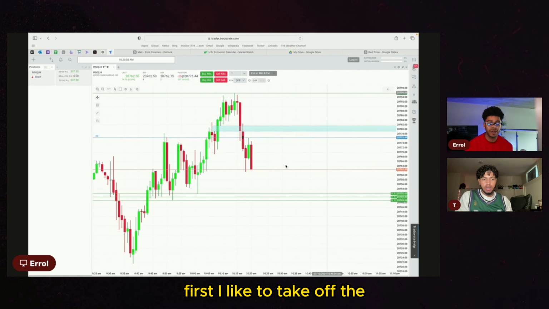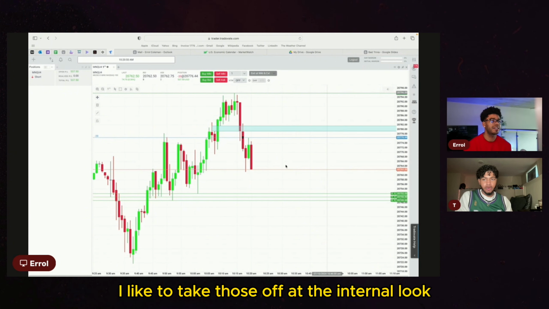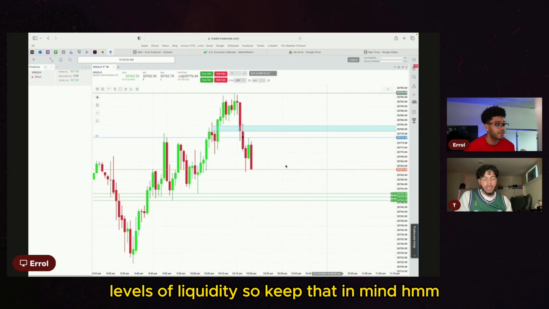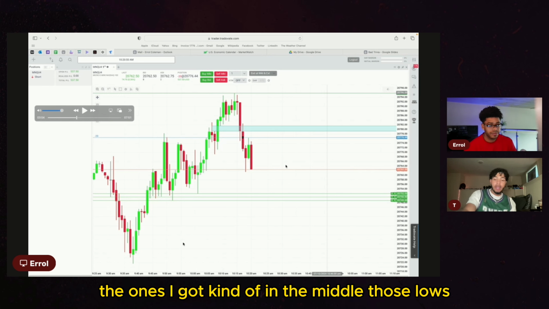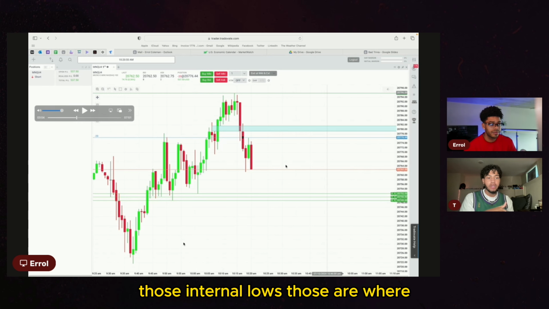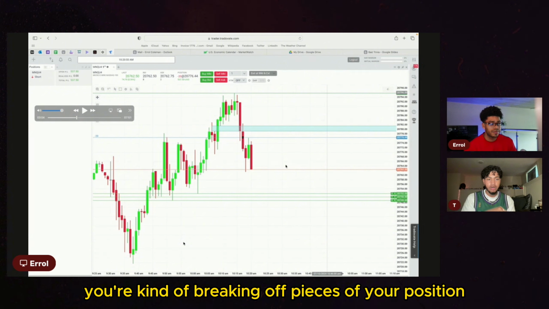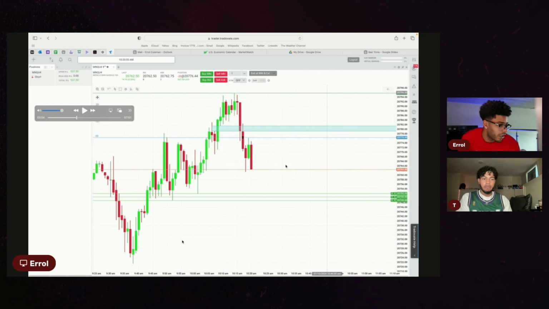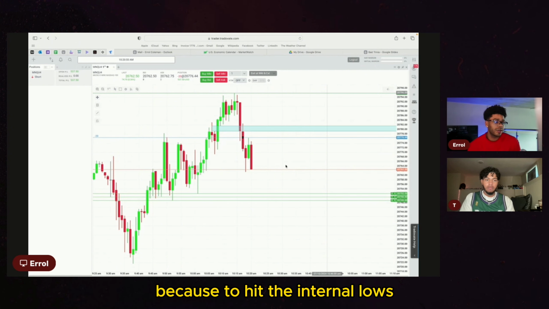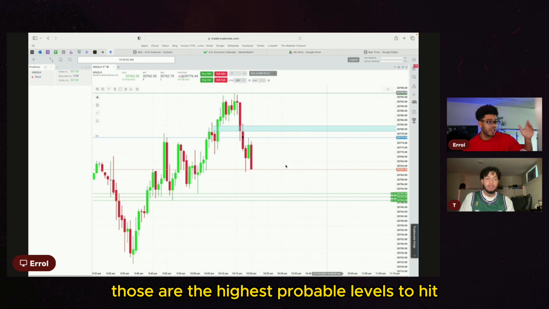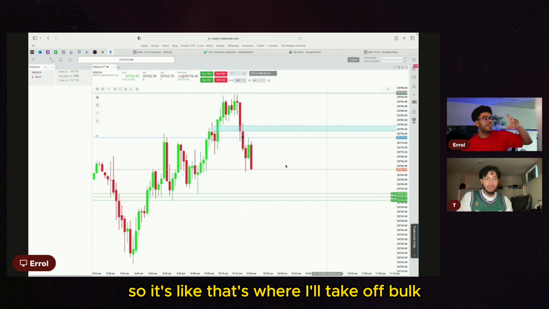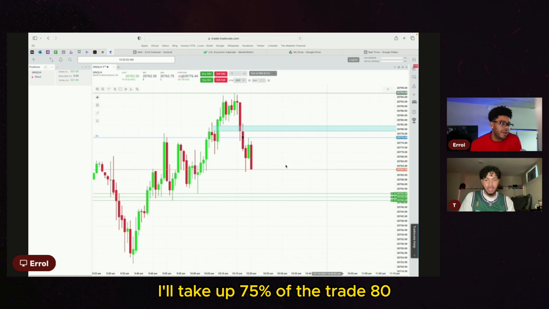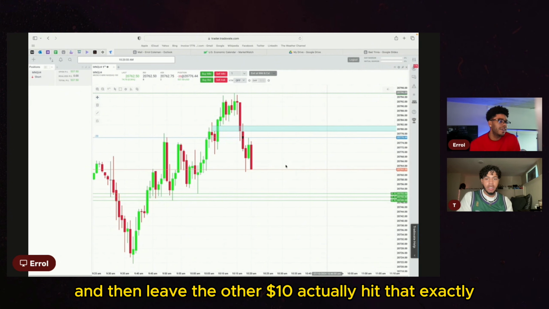First, I like to take off the heavy chunks of my position at the internal levels of liquidity. So keep that in mind. The ones that are kind of in the middle, those internal lows, are where you're breaking off pieces of your position. To hit the internal lows, those are the highest probable levels to hit. So that's where I'll take off the bulk. I'll take off 75% of the trade, 80, 90, and then leave the other 10, 15 to potentially hit the external.